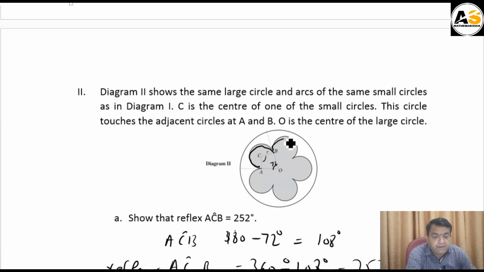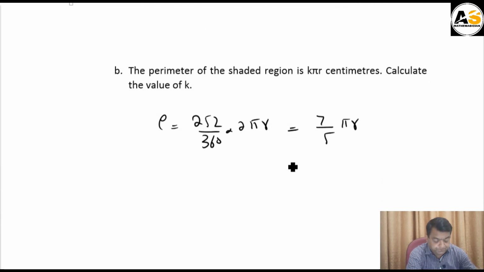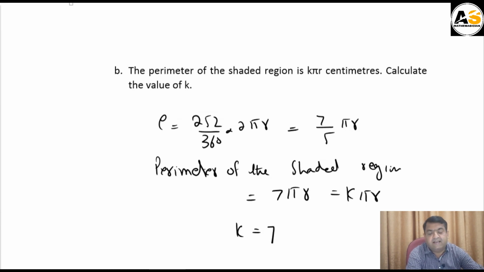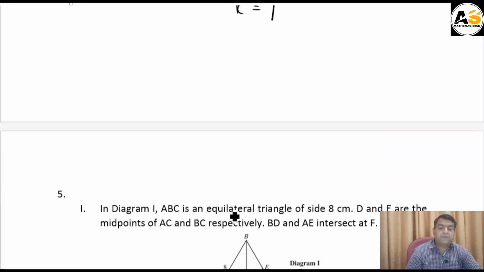And the perimeter of the shaded region will be basically 5 such lengths. So the perimeter of the shaded region will be 5 times 7 over 5 pi r, which is 7 pi r. And if I put it equal to k pi r, what will be the value of k? k is equal to 7. I hope this is clear.